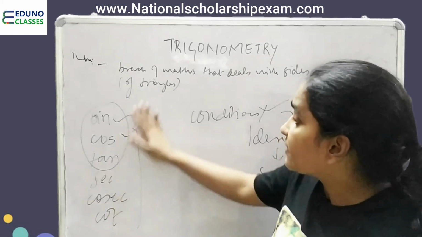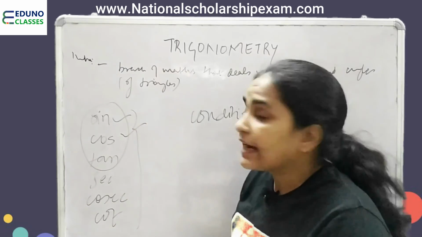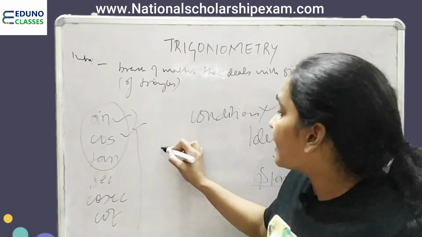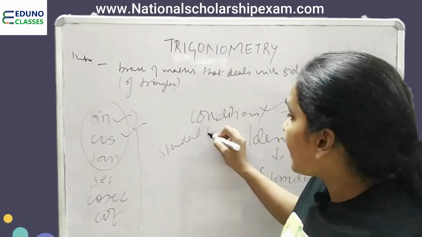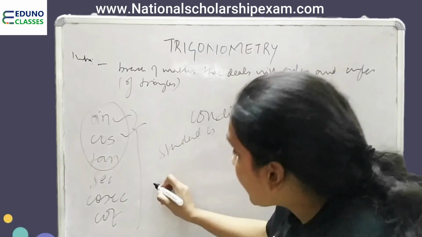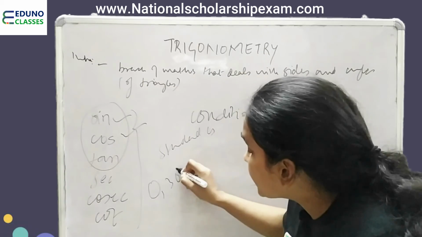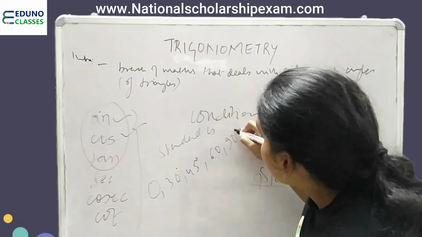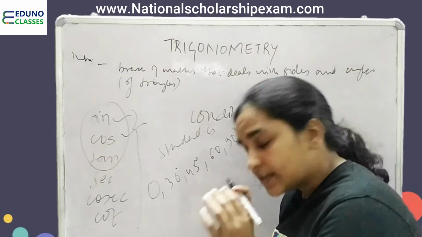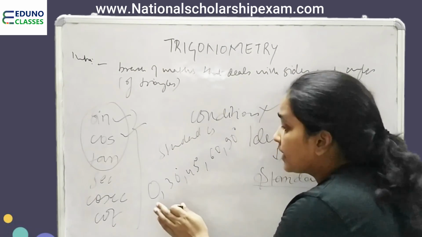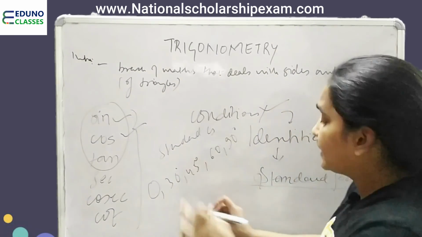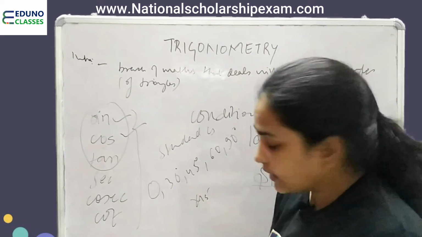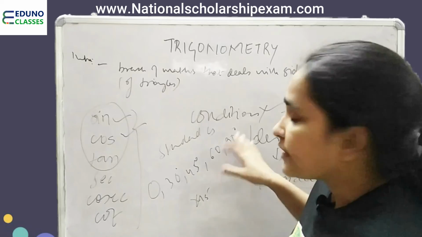These are the formulas that we will learn, and the basic values for certain angles, standard angles. What are standard angles? Let me tell you, friends. Standard angles are 0, 30, 45, 60 and 90. These are our standard angles. Multiples of 15, but not 15 itself: 30, 45, 60, 90.